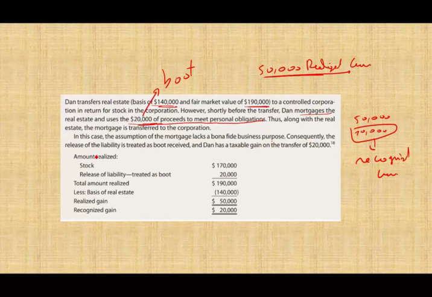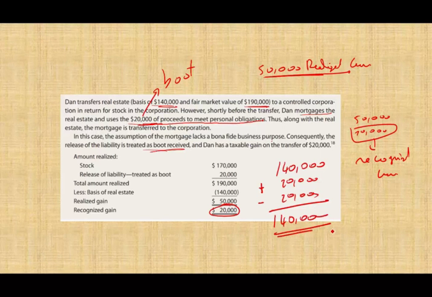There's no business purpose. Consequently, the release of the liability is treated as a boot received. So how do we recognize the gain? The gain recognized is $20,000. As I showed you, it's either 50 or 20. Now the question is, what is the basis? Well, the basis is this. The property basis is $140,000. Then recognize a gain of $20,000, then receive the boot of $20,000. So the basis in the stock for Dan is $140,000. Okay, $140,000.